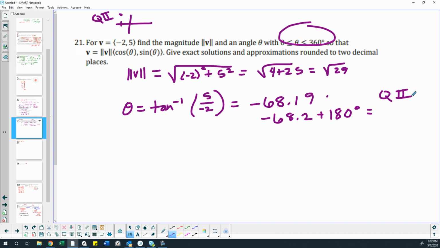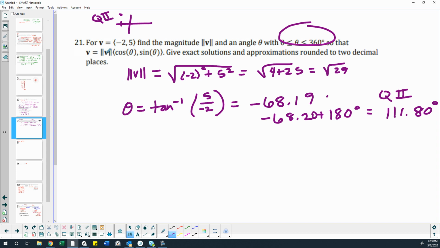Okay, so add 180. So our angle is 1... Oh, it says 2 decimal places though. Well, guess what? That is 2 decimal places because I got 0.1985, so that rounds to 0.20. So I am still obeying what was asked. Okay, so 111.80 degrees.